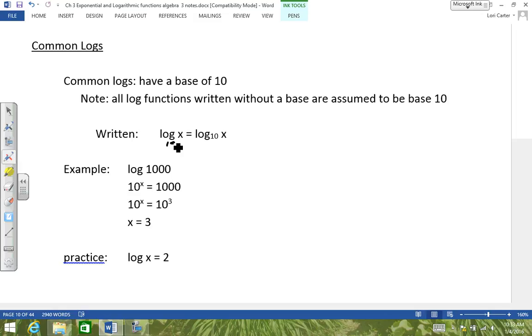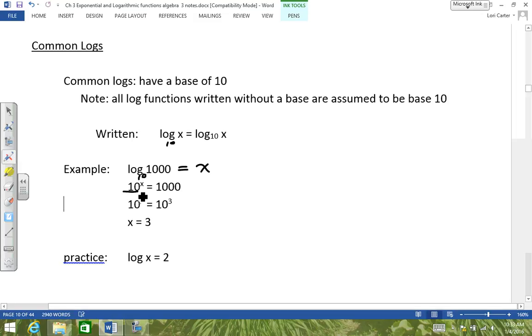So if I have log of 1,000 and I want to solve this, your first step is you set it equal to x. You have to give it an answer. Okay, now what's underneath the log? Base what? 10. So this truly means in your mind log base 10 of 1,000 equals x. All right? Good so far. Now rewrite it. That's 10 to the x equals 1,000.